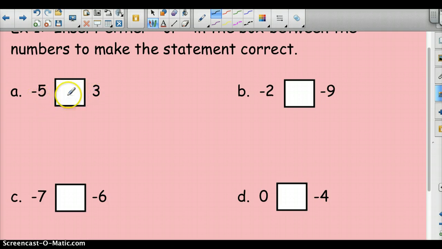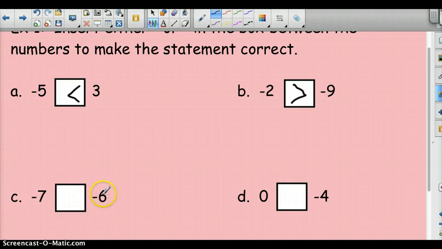This is -5 and 3. -5 is definitely less than 3. I would have taken less than or equal to as well. Here, looking at these two, -2 and -9, -2 is greater than -9, and -9 is less than it. So this is the symbol we should have. In this case, as I said, greater than or equal to is fine as well.